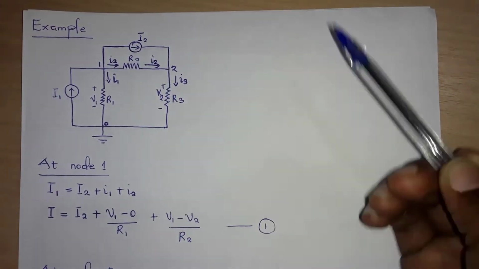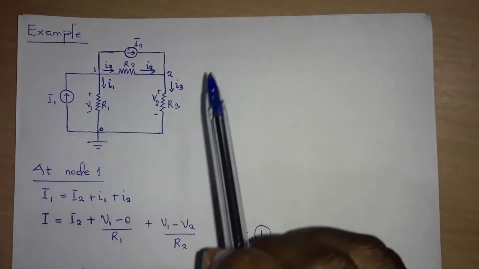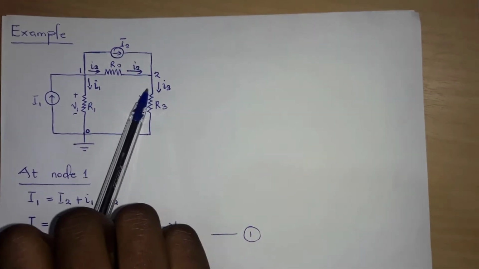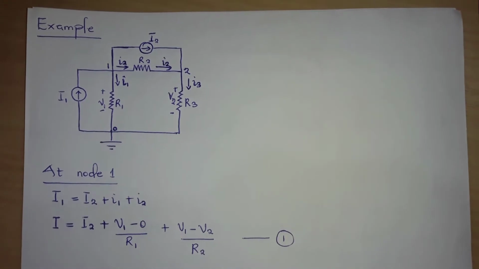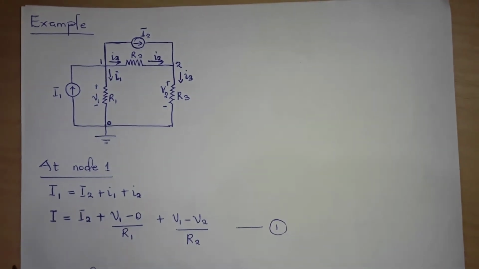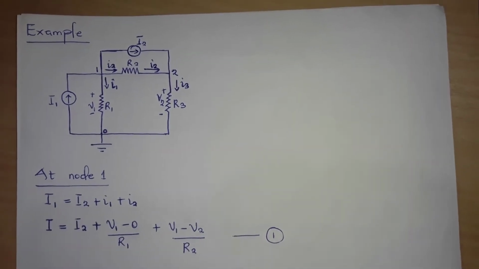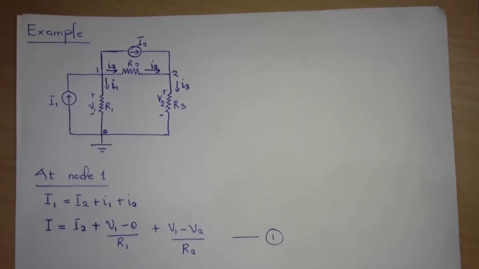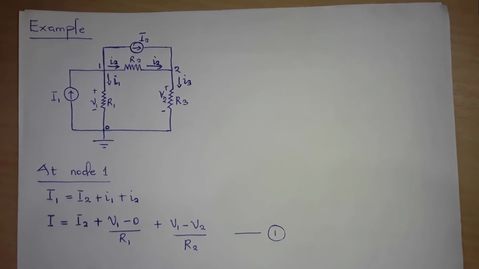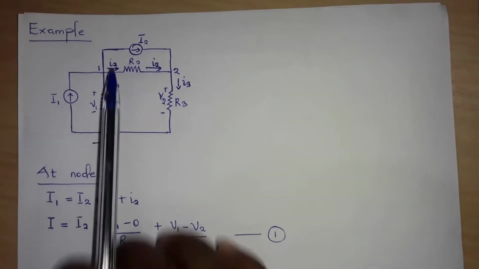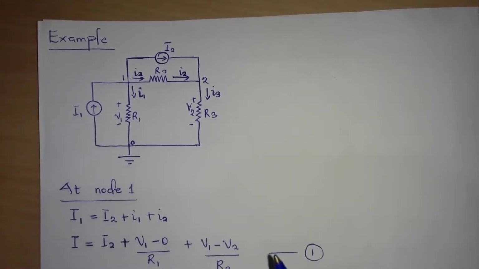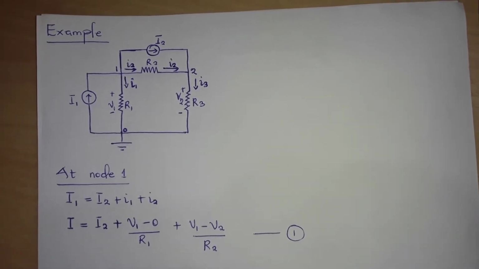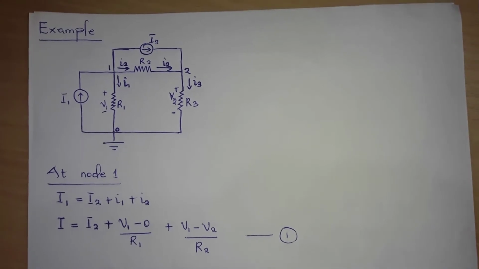So at node 2, we can see current I2, I3, and then the capital I2 also coming to the node. So we are going to write the KCL equations, then express them in terms of voltages to be able to get our two equations to find the node voltages. So at node 1, KCL states that the sum of currents entering a node should be equal to the sum of currents leaving the node.